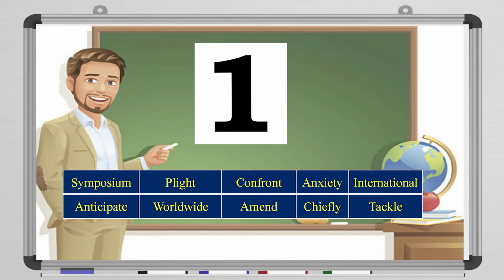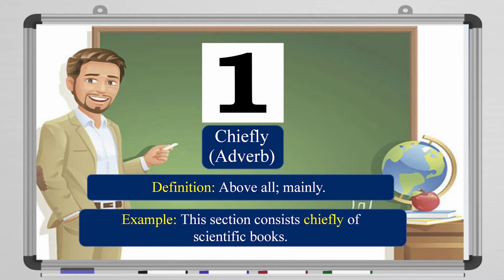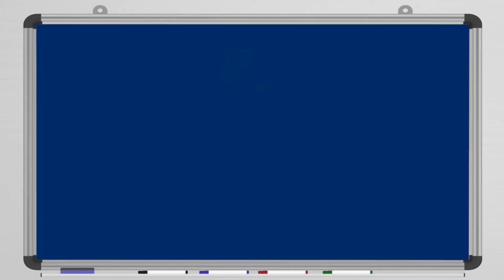So, number 1. Which of these words best corresponds to number 1? Did you get it? I'm sure you did. It is chiefly. So chiefly means above all, or mainly. So for example, this section consists chiefly of scientific books. So it's like a library and it's chiefly all about scientific books. Did you get it? Let's look at the next one.